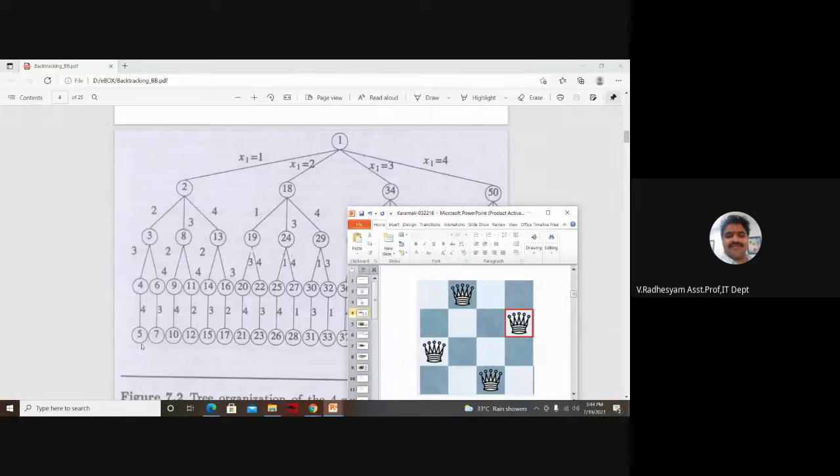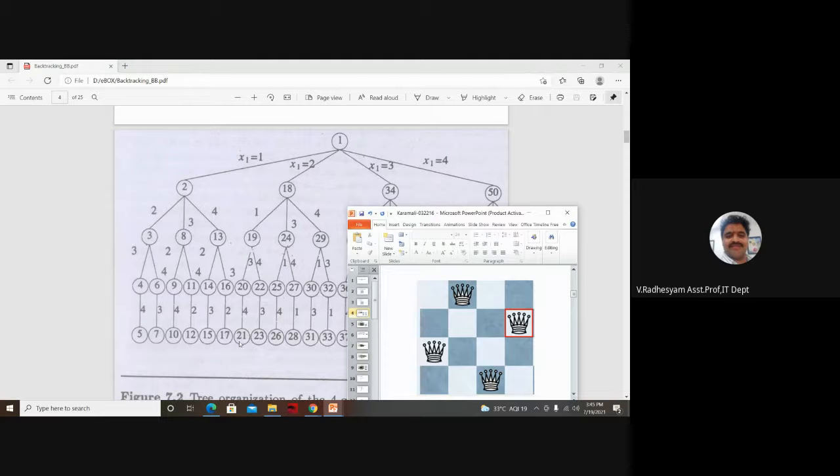One subtree is completed. Then 8, 9, 10, 11, 12, then another subtree will be completed. Here after 12 comes 13, 14, 15, 16, 17. The first subtree is complete. That's why it is following a depth first search. Backtracking follows a depth first search, whereas branch and bound follows a breadth first search. Now, after completion of this 17, it starts with 18.